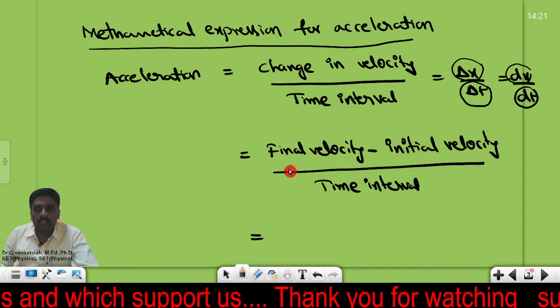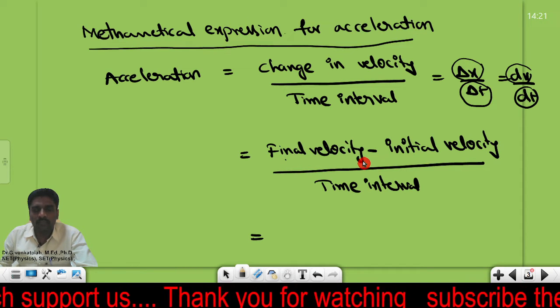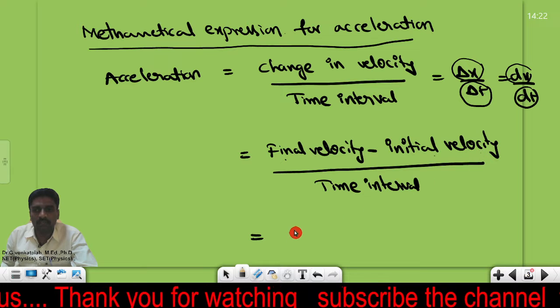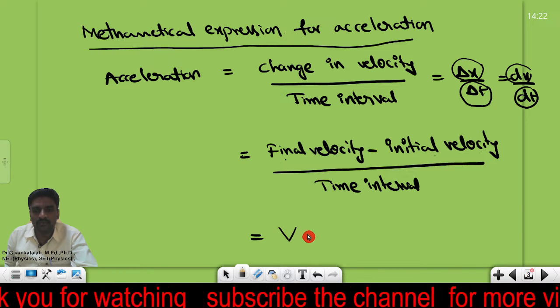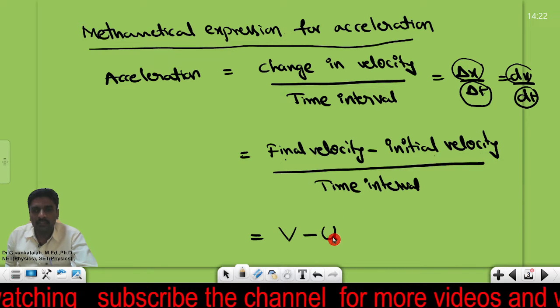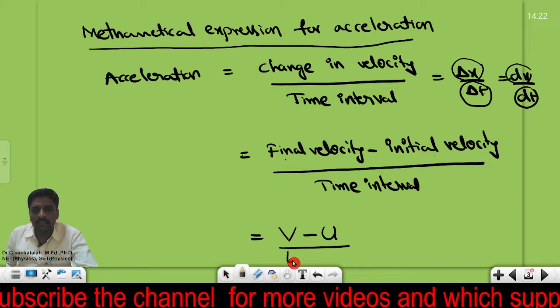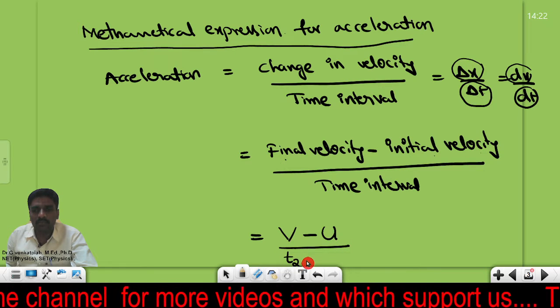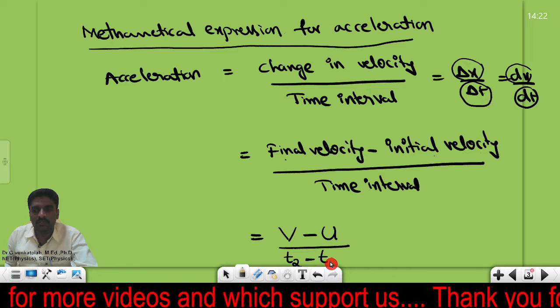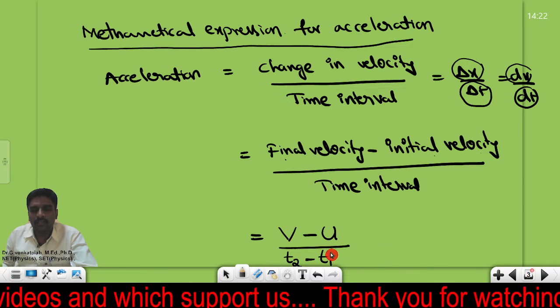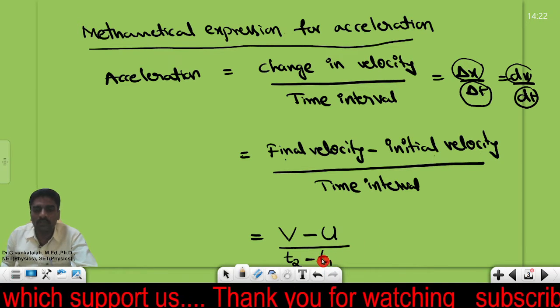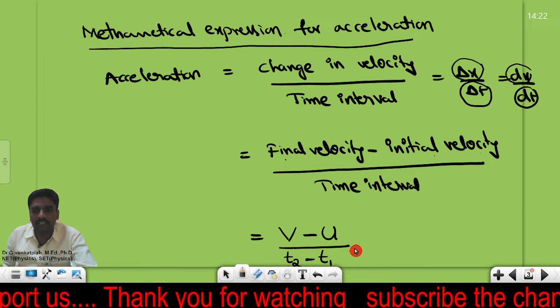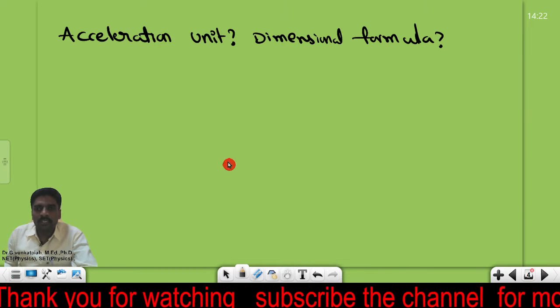The change in velocity is nothing but the final velocity of the object minus the initial velocity of the body. Generally, the final velocity is denoted with v and the initial velocity with u. The time interval is the final time t2 minus the initial time t1. Or the initial time can be taken as 0, then we can directly take it as t. This is the mathematical expression.